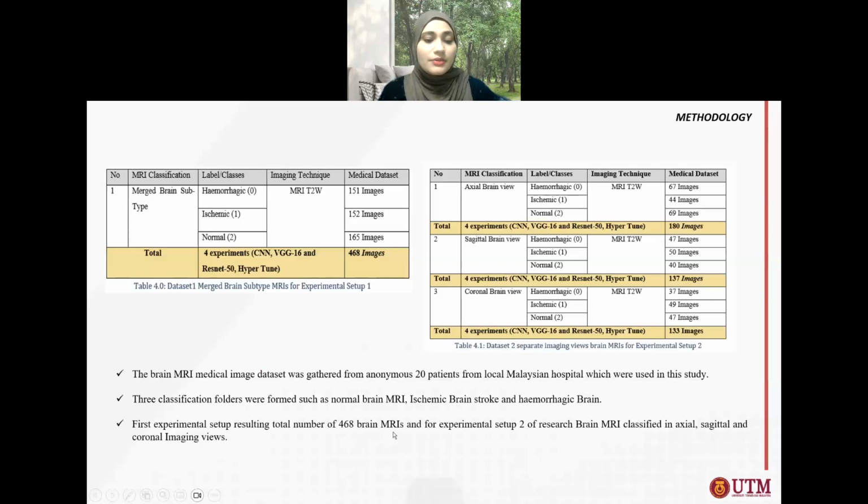For the first experiment setup, we have a total of 468 brain MRIs in experiment 1. For experiment 2, we chunk down the axial, which will go first for CNN, VGG, and ResNet. Then the sagittal will also go for the VGG and CNN. Basically, for each of sagittal, axial, and coronal, we have 4 experiments, which makes 16 experiments for dataset 2 and 4 experiments for dataset 1.